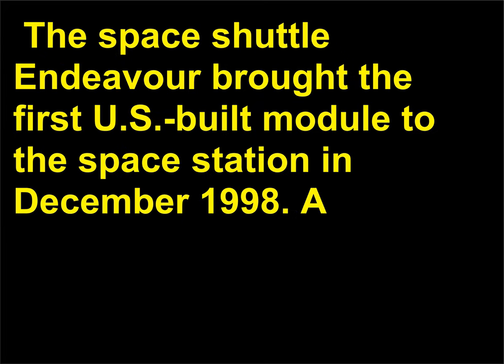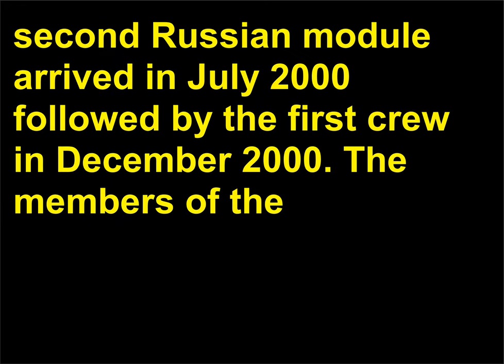The Space Shuttle Endeavour brought the first U.S.-built module to the space station in December 1998. A second Russian module arrived in July 2000, followed by the first crew in December 2000.